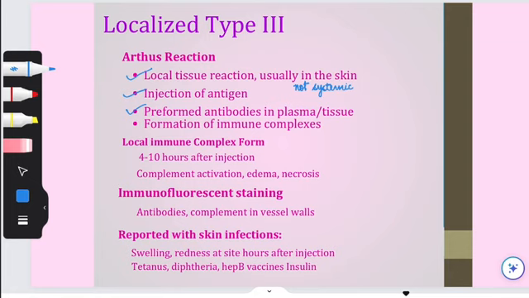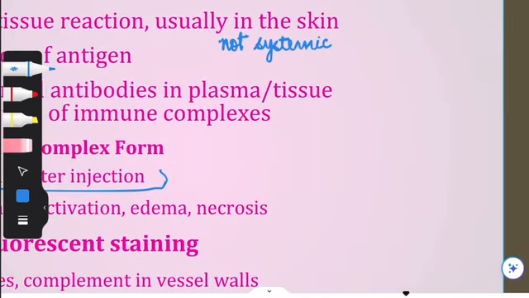The Arthus reaction is named after Dr. Arthus. The Arthus reaction usually takes about 4 to 10 hours after injection. It's much faster than the 5 to 10 days for serum sickness because the antibodies are already present, and in contrast to type 1 skin reactions, which occur within minutes. For these reactions, it takes a few hours for the immune complexes to form. Once they form, they lead to complement activation and edema and necrosis.